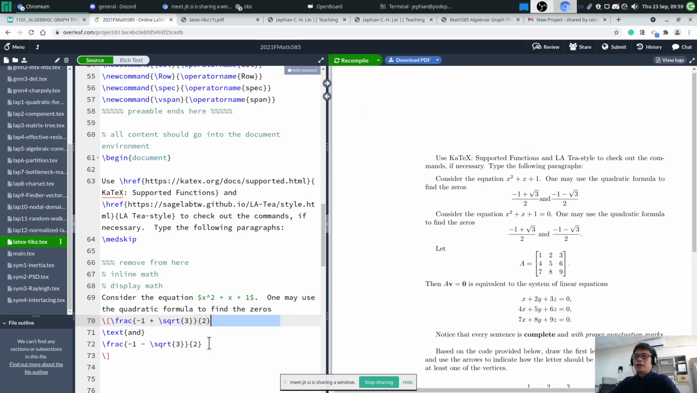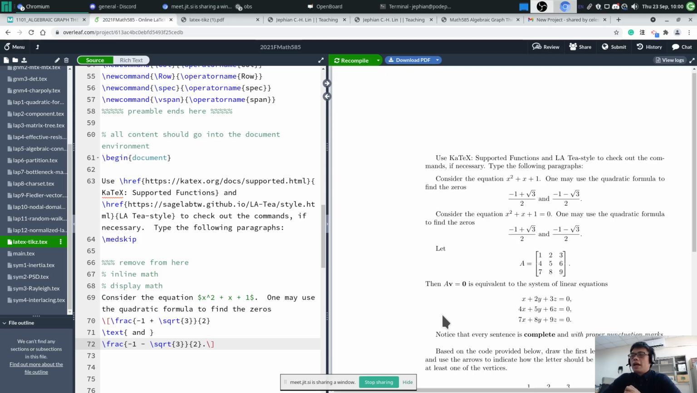So spaces in math mode are nothing. You have to leave the space inside the text, and then you are done. Okay, cool. And remember, every sentence will have some proper punctuation, so remember to put a period at the end.